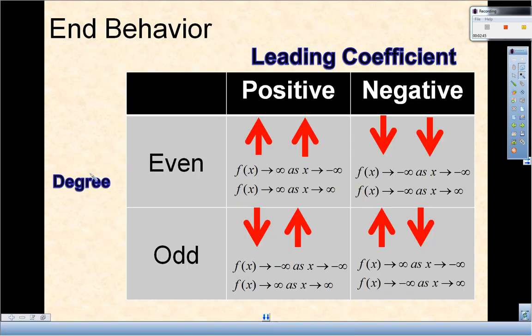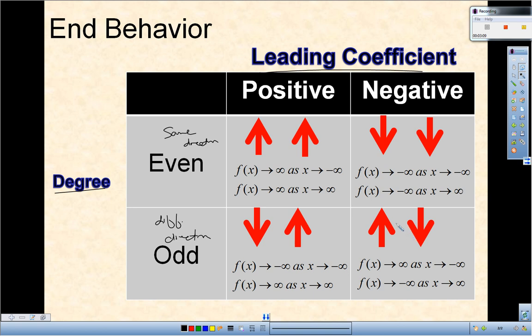Alright, now here are the rules for end behavior. You look at the degree and the leading coefficient. If the degree is even, then the end behavior is going to go in the same direction, so either both up or both down. If it's a positive leading coefficient, they're both going up. If it's a negative leading coefficient, they're both going down. Now, if it's an odd degree, they're going in different directions. If it's a positive leading coefficient and odd, it's going to go down on the left, up on the right. If it's a negative leading coefficient and odd degree, it's going to be going up on the left and down on the right.